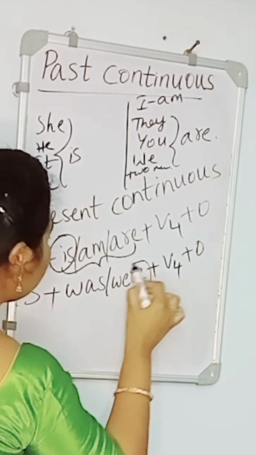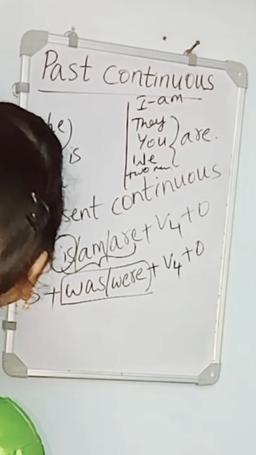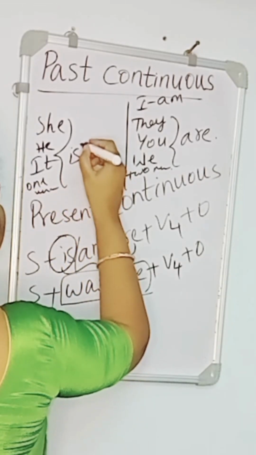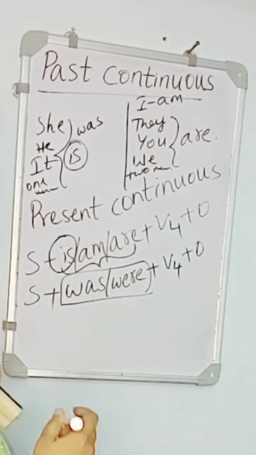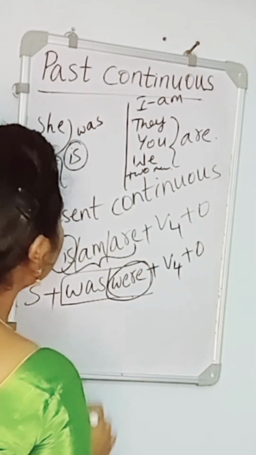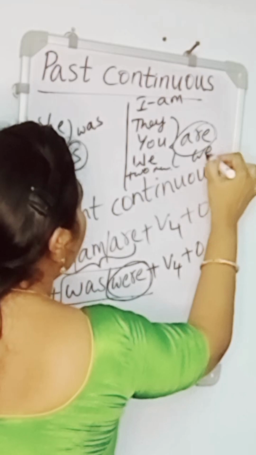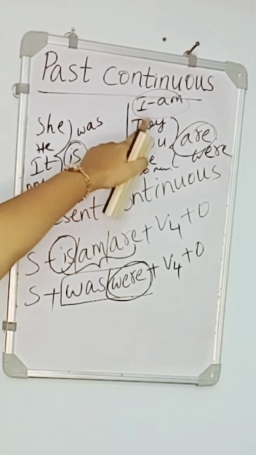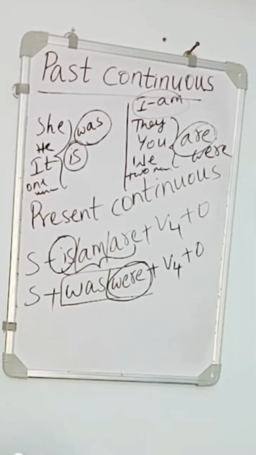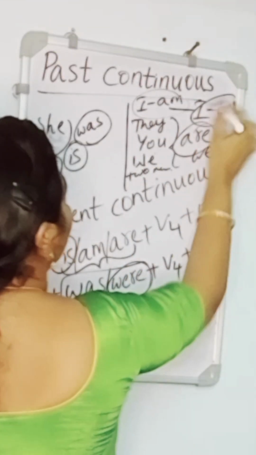So here we have to use was and were. Was we have to use for she, he, it, and when any one name comes, we have to use was in the past continuous. Okay, and were. We have to use were for they, you, we, and any two names. And what about I? What we have to use for I? We have to use was. Okay? For I, we have to use was.